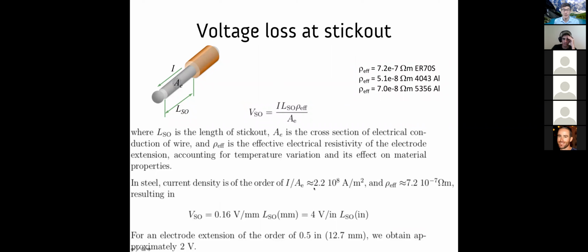This is a number that changes, because for the same wire you can have different currents, but more or less, if I take this very rough value, current over cross-sectional area is more or less constant. Effective resistivity for steel is more or less constant. And I get that the voltage of the stick out is of the order of 4 volts per inch. It can be 2 volts per inch. It can be 8 volts per inch. But more or less it is this value I have here.